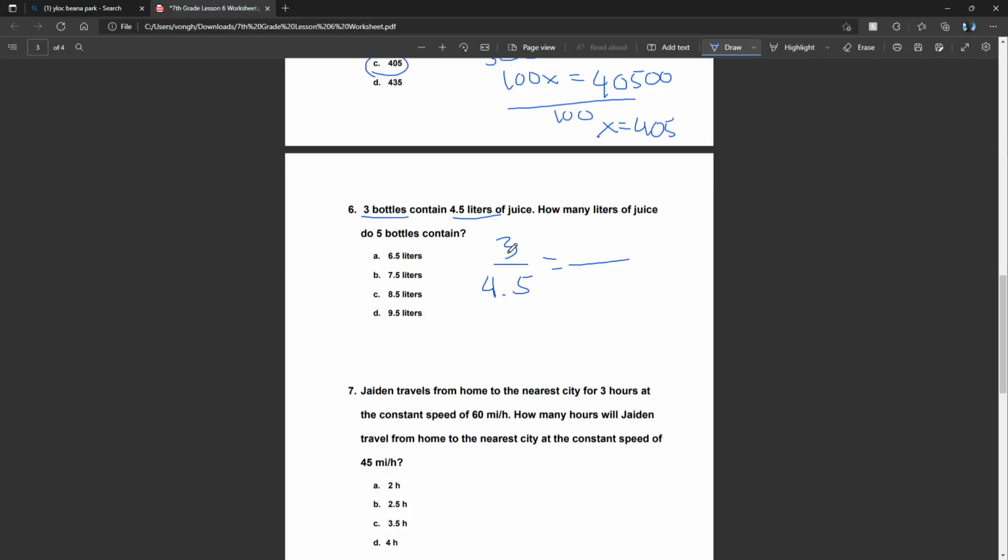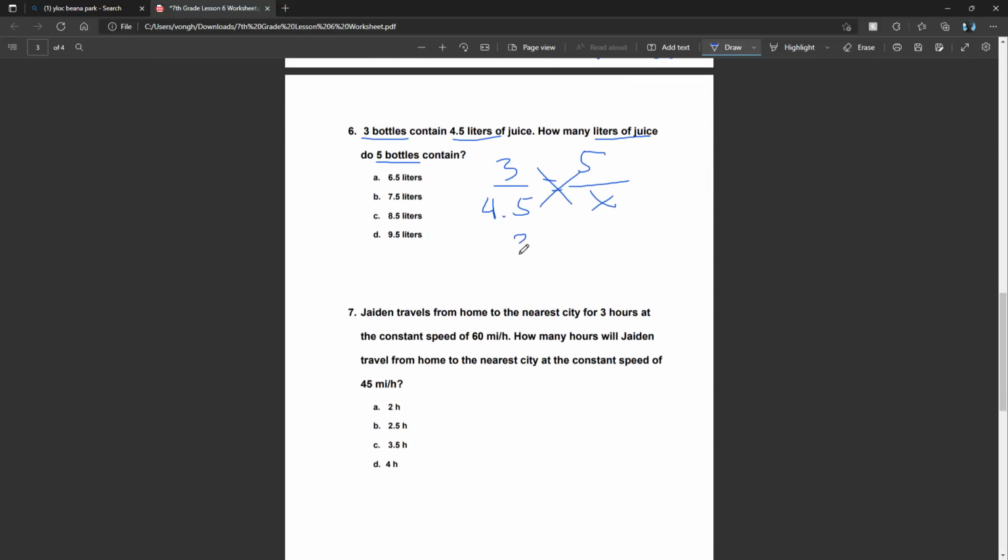So if you put 3 bottles on top and 4.5 liters on the bottom, that means the 5 bottles goes on top. And then we're trying to find how many liters 5 bottles contain, so you can call that x. Same thing, cross multiply. So 3x equals 4.5 times 5, that's 22.5. Divided by 3, x should equal 7.5, I believe. Yeah, 7.5, so C.